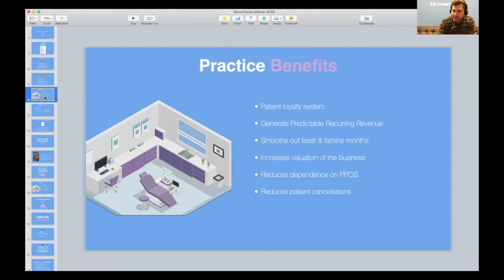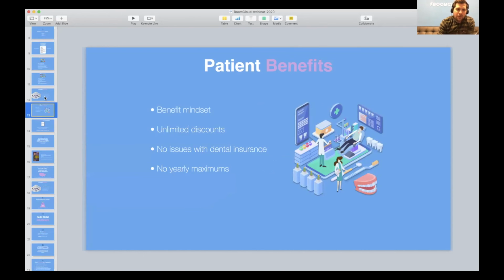And Brady's a wonderful example. His practice that he used to own used BoomCloud to help manage their membership program, and I'll show you some case studies here in a little bit. But it's a wonderful way to grow your practice, get some pretty low hanging fruit of passive income coming in, and build wealth and valuation for your practice.